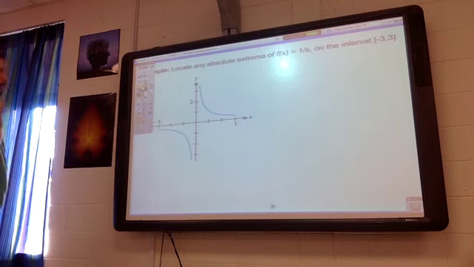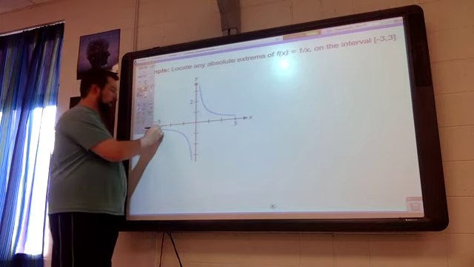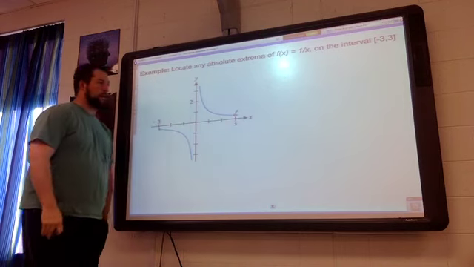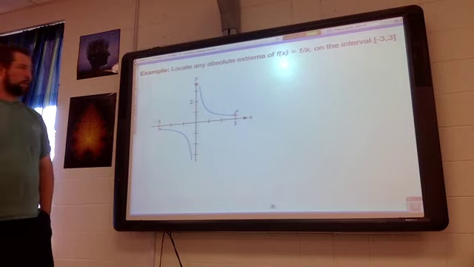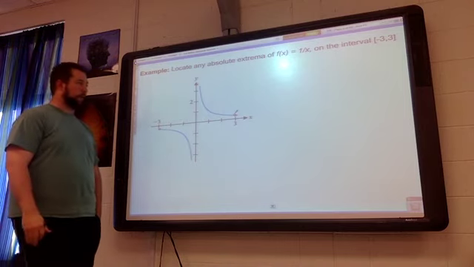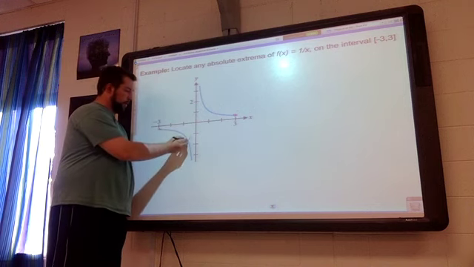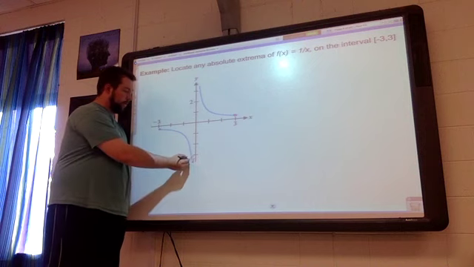All right, let's look at this one. I got the function 1 over x on the interval -3 to 3. Okay, so I stop right here and I stop right there. All right, well, what is the highest this thing goes and what's the lowest this thing goes? All right, well, if I'm coming from the right, this thing goes down, but actually it does what? It goes down forever, okay?